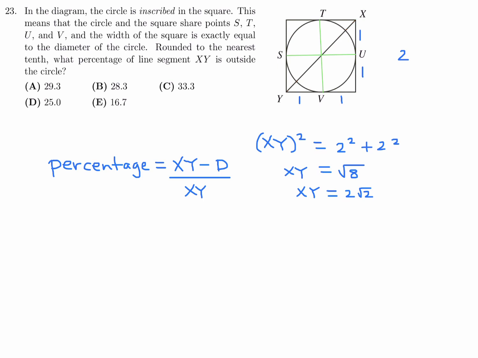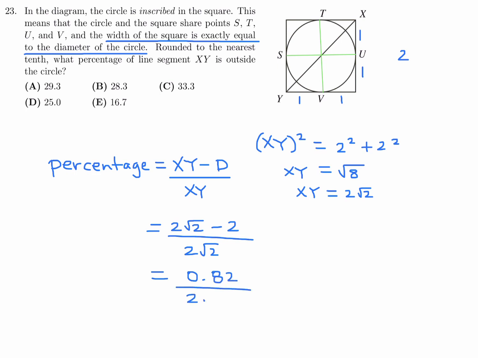Okay, this is no problem. XY we just figured out was 2 root 2. The diameter, they actually tell you the diameter in the question, that the diameter of the circle is the same as the width of the square. And the width of the square I have called 2. So that's 2. And XY is 2 root 2. So get out your calculator. And this is approximately 0.82 over 2.82. And as a decimal, that's 0.293. And as a percentage, that's 29.3%. And that would be choice A.